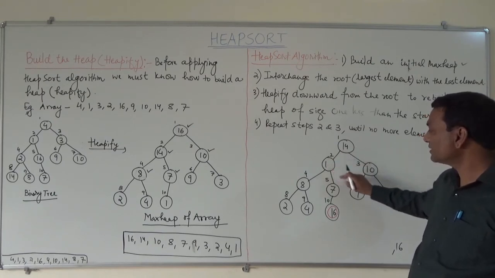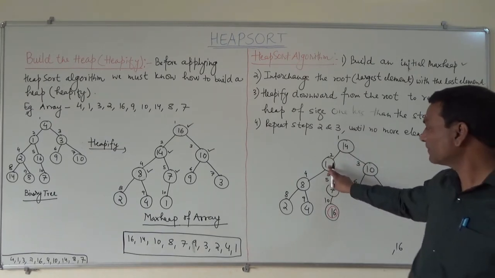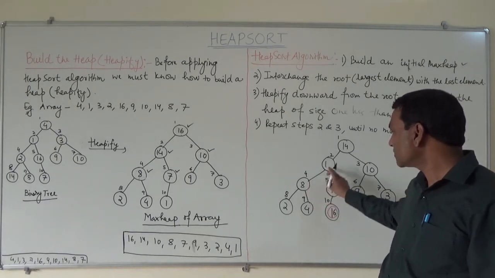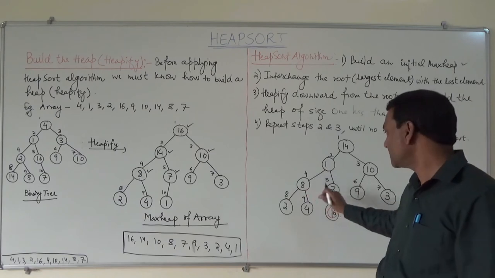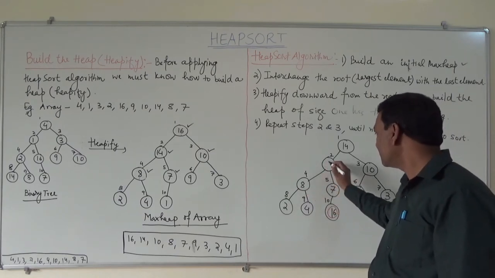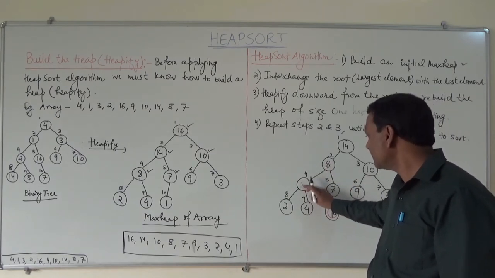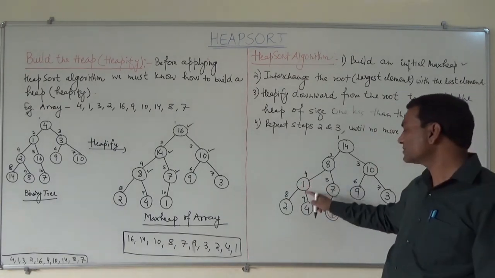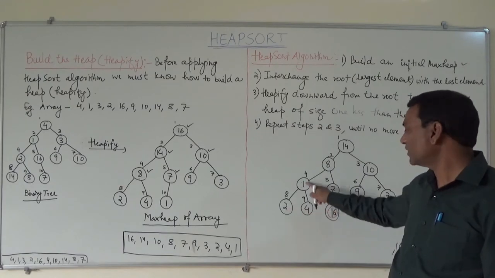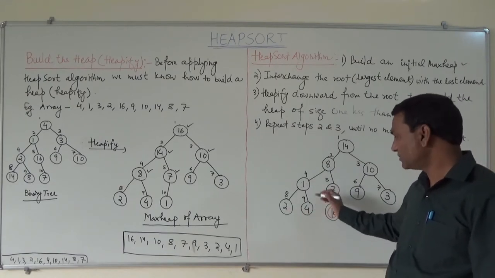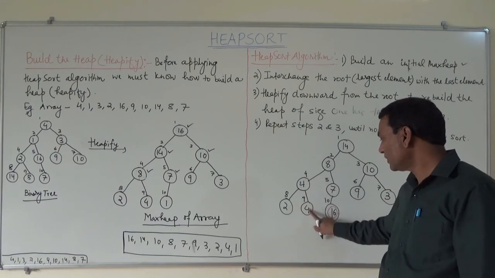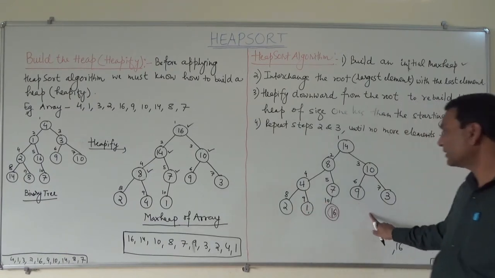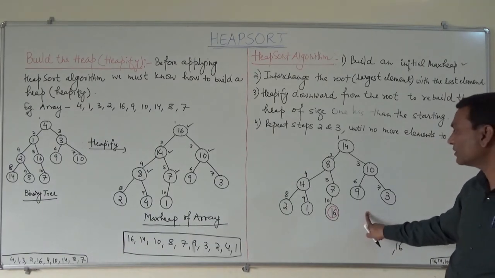These two are interchanged. Now we will check: this one is less than 8 and 7. So this 1 and 8 should be interchanged. So here will be 8 and this will be 1. Again, this one is less than 2 and 4. So 1 and 4 should be interchanged. So this will be 4 and this will be 1. Now we can check whether this is heap or not.